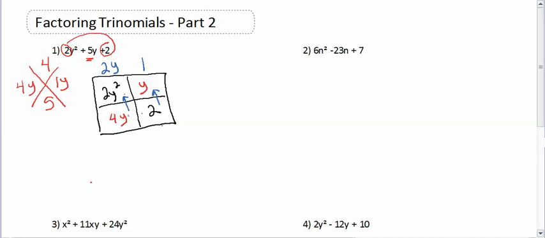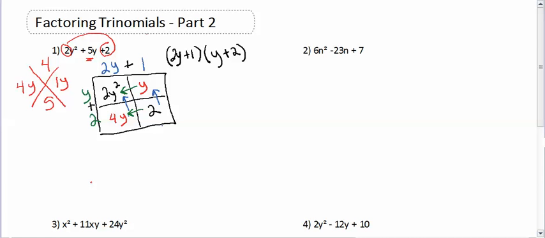Okay, now I'm going to go this way. What do these have in common? Well, they both have a 2. And then I'm going to go this way. What do these two have in common? They both have a y. Okay, the sign that is in this box goes here. In this case, it's a positive, so this goes plus. And the sign in this box is a positive, so it's plus. So our answer is 2y plus 1 times y plus 2. And that's our answer for that one.